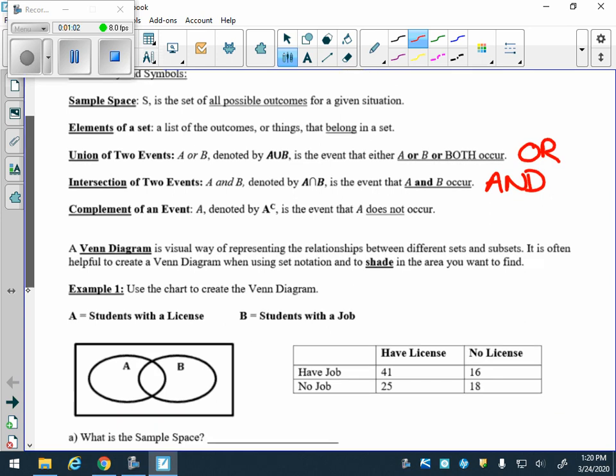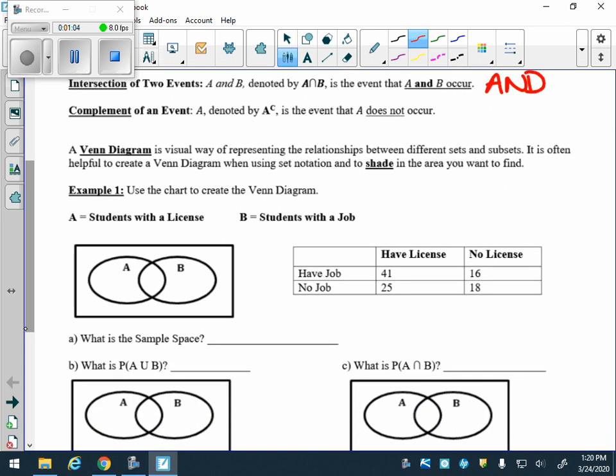So a Venn diagram is very similar to a two-way table. We're going to be shading, we're going to be filling this out, and answering some questions as well. So A represents a student with a license, B represents students with a job. Okay, so here's your two-way table, and it's already broken up and split up for you, so we're just going to fill it in.